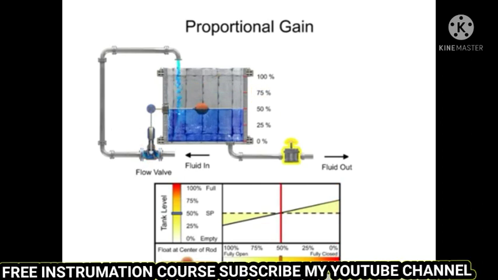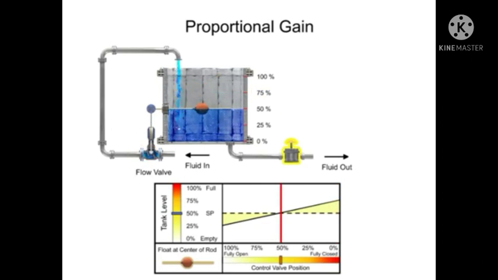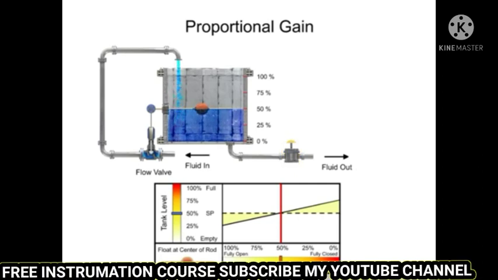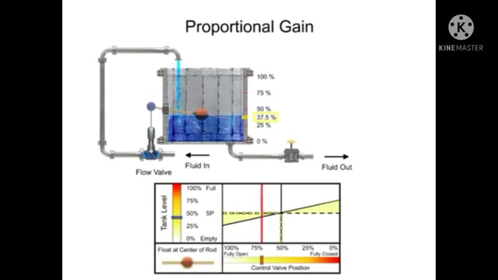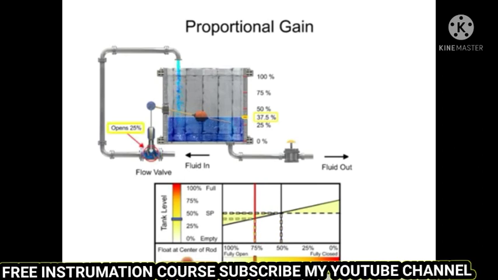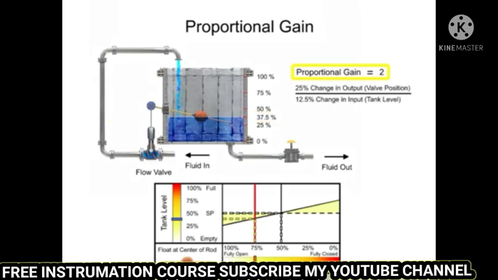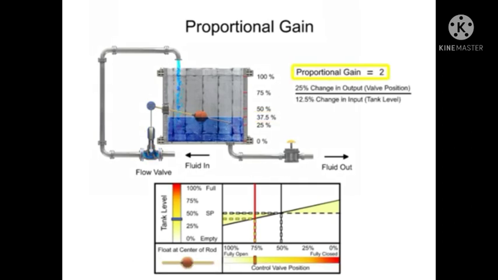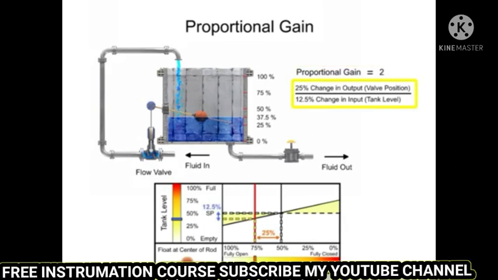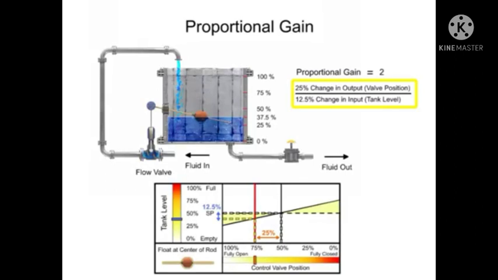Opening the drain valve increases the load demand, which causes the tank level to drop by 12.5% or 37.5% full. The float drops and the valve opens 25%, which allows more fluid flow to enter the tank. A gain of 2 is demonstrated in this mechanism since the 12.5% change of tank level resulted in a 25% change of valve position.